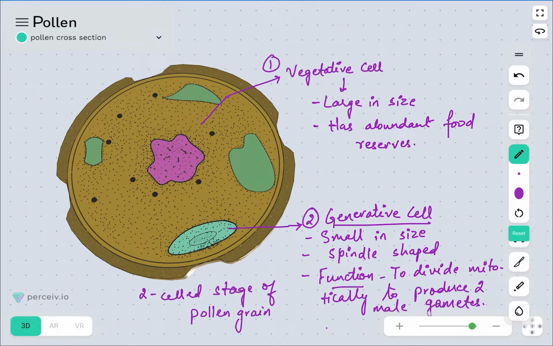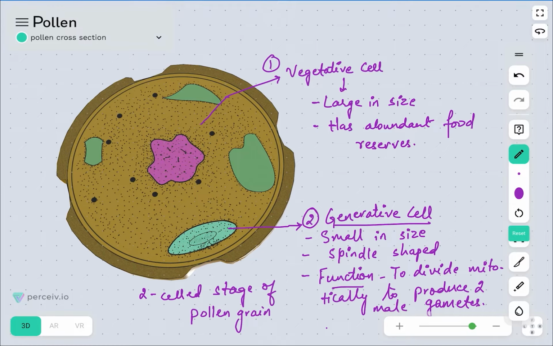Alright, so we have seen the internal structure, the two-cell stage of the pollen grain. Once the pollen grain matures, the one-cell pollen grain divides to form a two-cell stage, and the two cells are the vegetative cell and the generative cell. Alright, so we will see further labelings in the cytoplasm of the vegetative and generative cell.